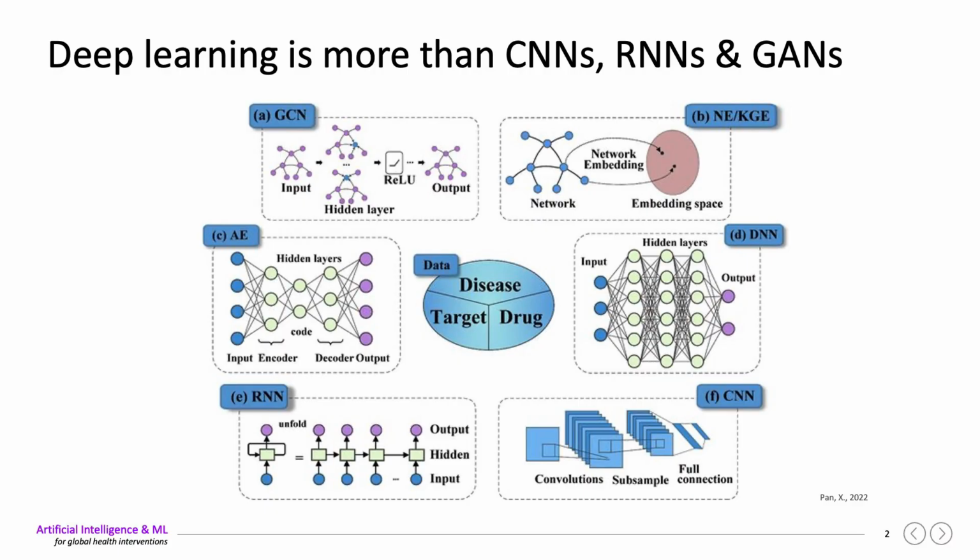Panel B is network embedding, a knowledge graph embedding, where a network is mapped into a continuous embedding space. Panel C is an autoencoder with an encoder, a compressed code, and a decoder. Panel D is a standard deep neural network with fully connected hidden layers. Panel E is a recurrent neural network shown unfolded across time steps. And panel F is a convolutional neural network with convolutions, subsampling, and a final fully connected layer.